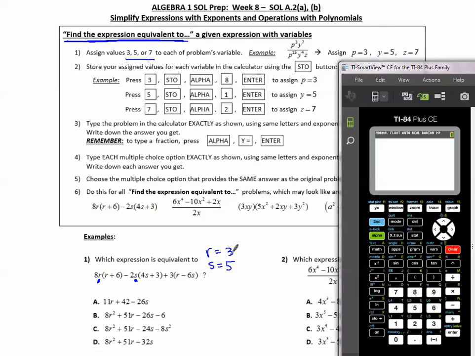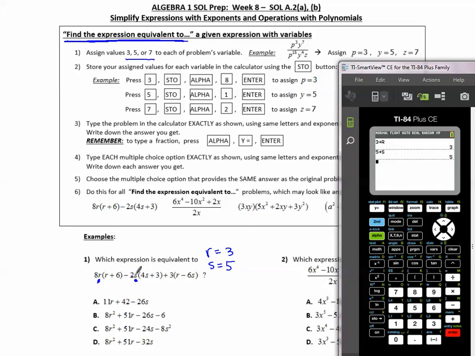So let's start by storing 3 for R. Always type the number first, store. Where's the R? I see it's here above the multiplication key, so alpha, the multiplication key gives me R, enter, and I want S to be 5. So the number first, store, and the S, there it is, so alpha, and then enter.